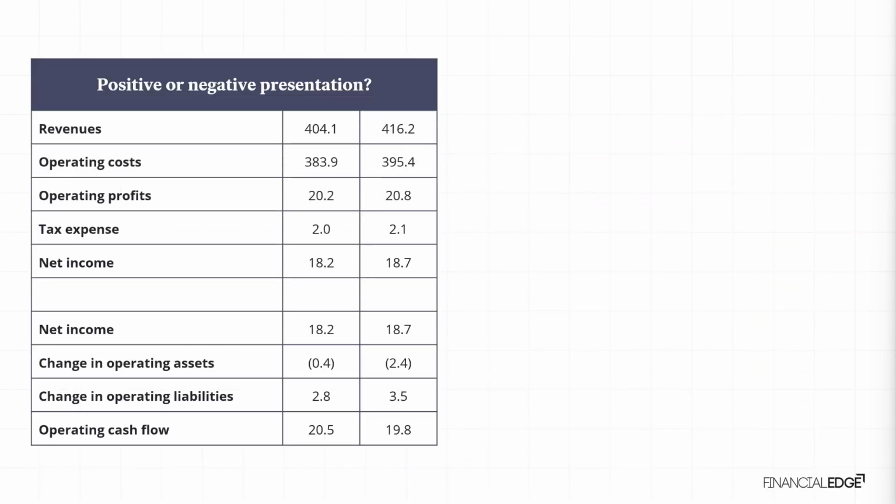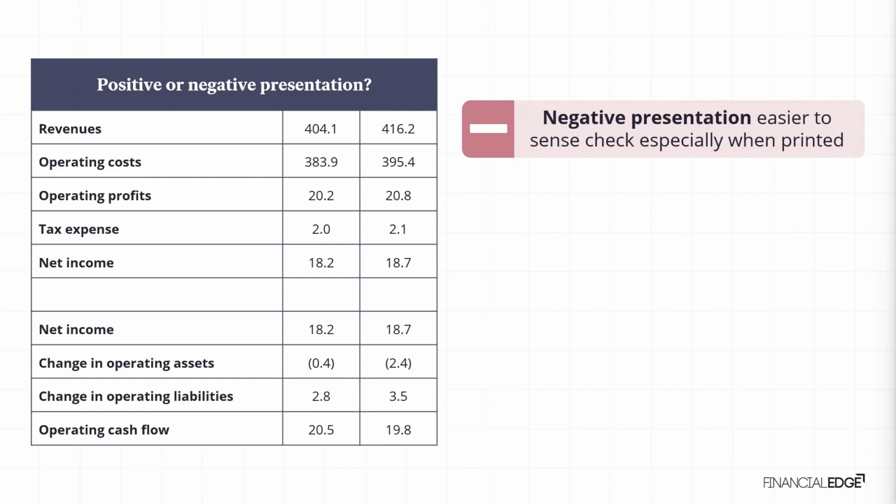My next design choice is whether to have costs shown as positives or negatives. In the top half of this table, we can see 2 costs, operating costs and tax expense. Now, they've both been shown as positives. Decide yourself, do you find that user-friendly or not? We often find that negative presentation, where those operating costs and tax expenses are shown as negatives, makes it easier to sense check our work and makes more sense when it's printed out.